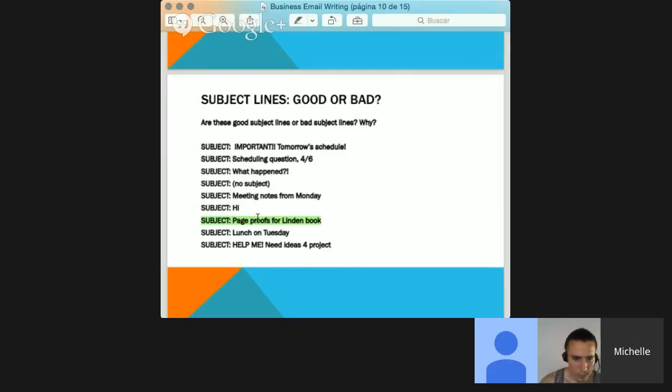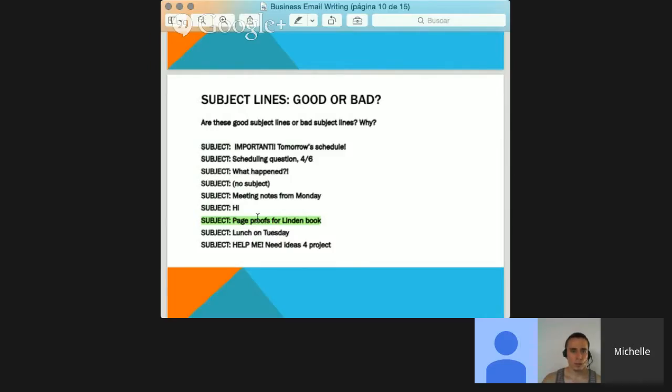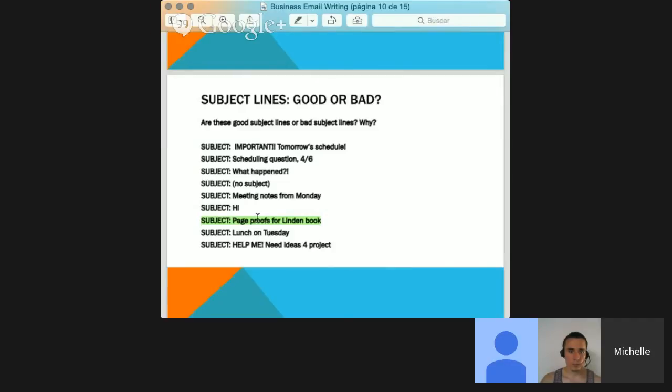Page proofs for Linden book. Good. Is that a good example or a bad example? Well, I think it's a good one, but I don't understand what it means. So page proofs are, for example, if you work in publishing or if you work in an office that works with books, page proofs are what you see before the books become official. Before you edit it. Like the draft, right? Like the first draft. Like, let's make sure these look okay before we send them out. Okay. Good. So is it good or bad, and why? I think it's okay. I bet it has an attached document, so you'll know what it is about. Exactly. Good. It's specific. It's not vague at all. Good job. Okay. Simon, could you read the next one?